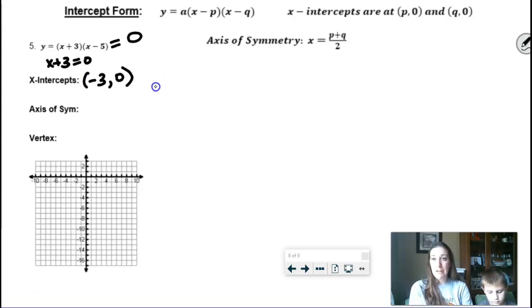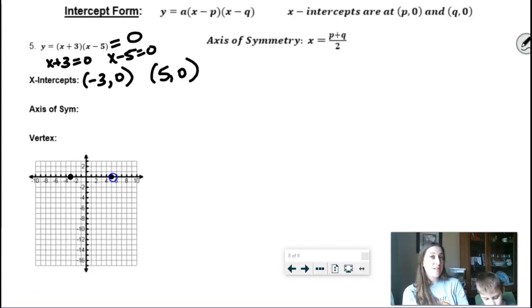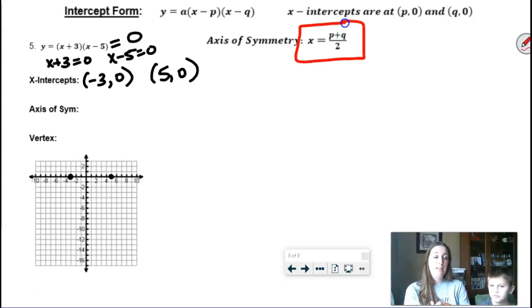So we're going to plot the ordered pair negative 3, 0, which is right here on the x-axis. And then same idea, you would take x minus 5 and set it equal to 0 and solve that equation. So you get x equals 5. So I have 2 points, and they are symmetrical, which means the dead center of those intercepts would be where your axis of symmetry is, and that's where this formula is coming up today. This is a different way of finding axis of symmetry if you know the factors or the intercepts.